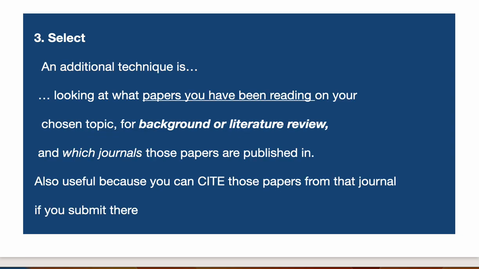In terms of selection, an additional technique that you can use is to think about your subject that you're writing about. What papers have you been reading and where have they been published? That can sometimes be a clue. So if you're reading lots of papers in one particular journal, consider that journal for your paper. It's also very good, actually, when you're submitting a paper to cite in your references papers that have already been published in that journal. I think editors quite like that. So that can be a bonus for you.